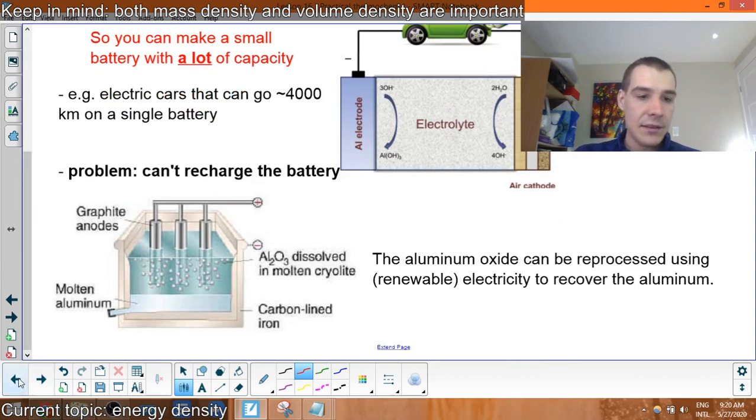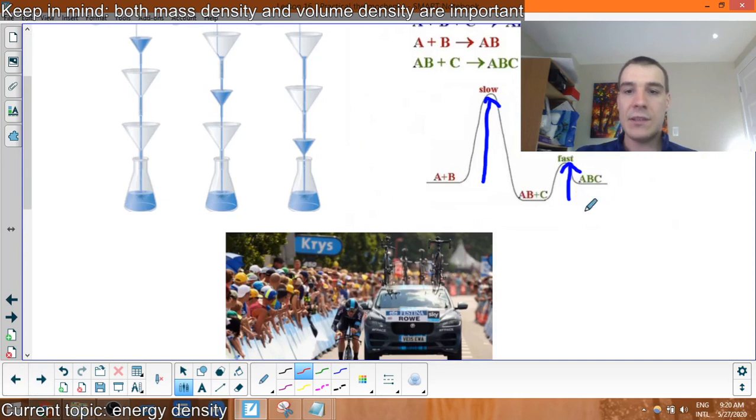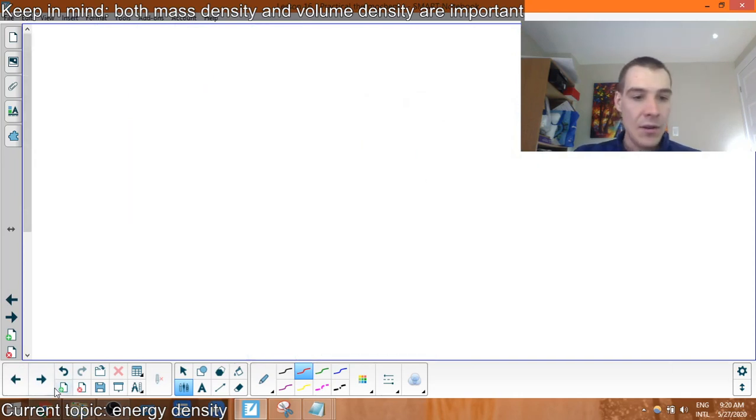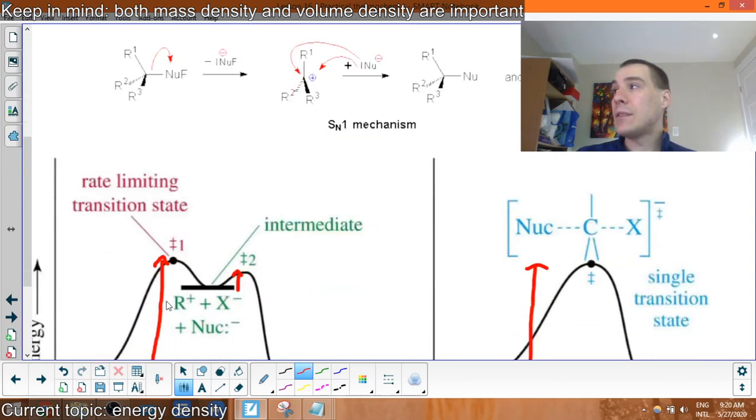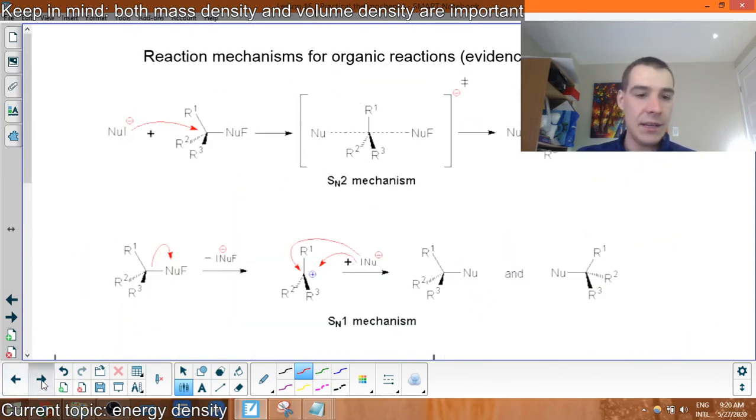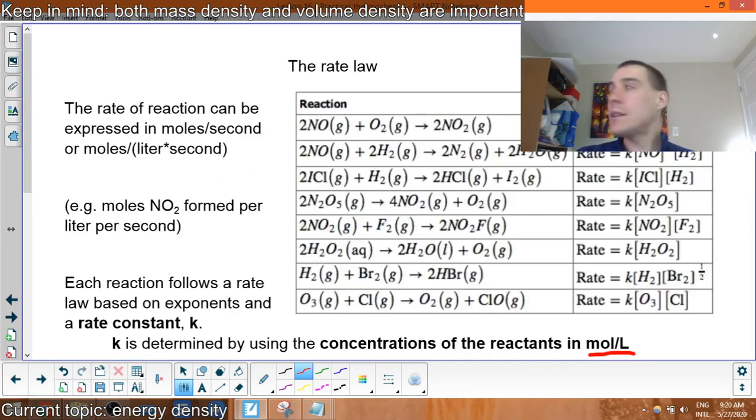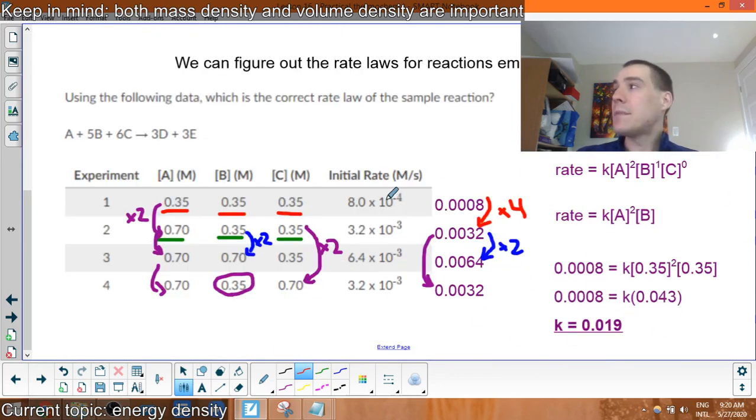That's the entire lesson, so let's go back over it. We talked about multi-step reactions and the rate determining step. We talked about reaction mechanisms in terms of one-step versus two-step, and a little bit about how we know that exists. We talked about the rate law, and especially how these coefficients don't actually relate to anything here. They are determined experimentally. We did a practice problem where we determined a rate law.